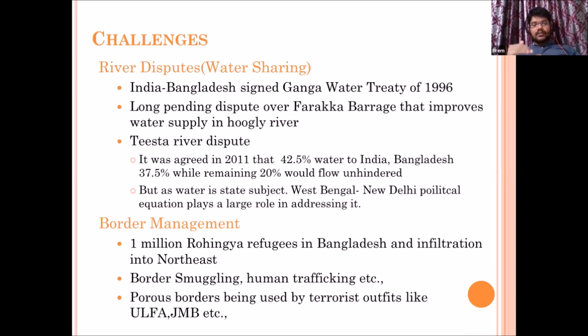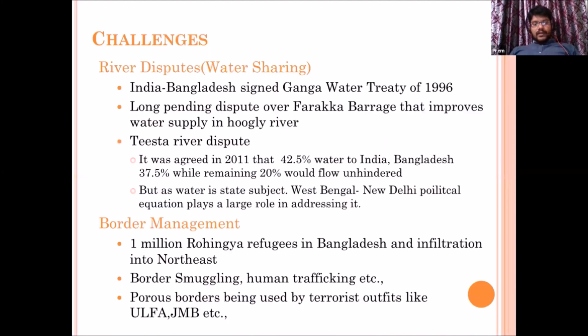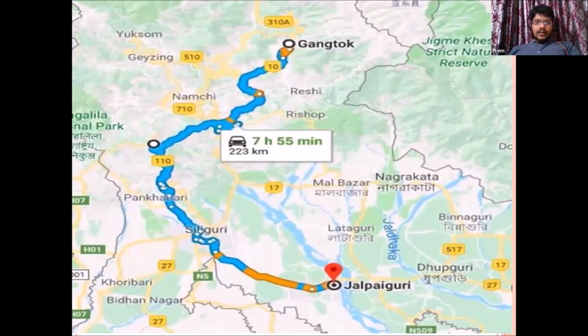So these are the issues from border management. And by the way, ULFA stands for United Liberation Front for Assam, and JMB stands for Jamaat-ul-Mujahideen Bangladesh or something like that. I'm not sure about this, but these are terrorist outfits working for separatism in the Northeast. Because of the porous border, it has become a challenge to be solved between India and Bangladesh.